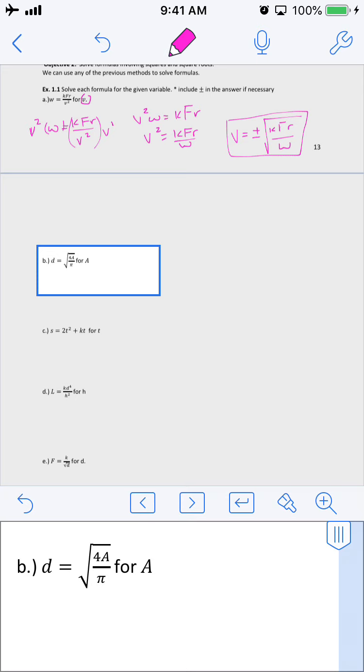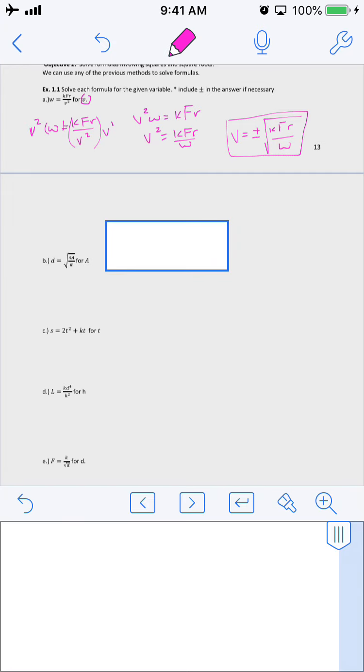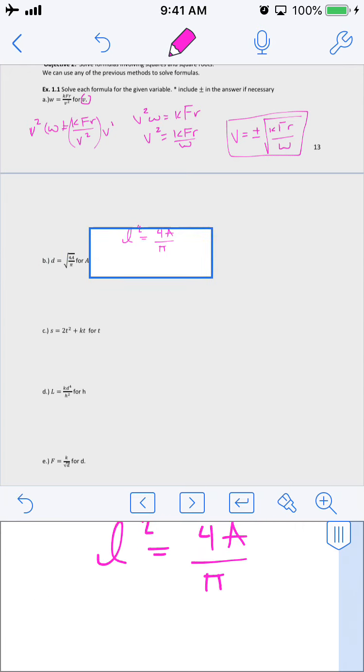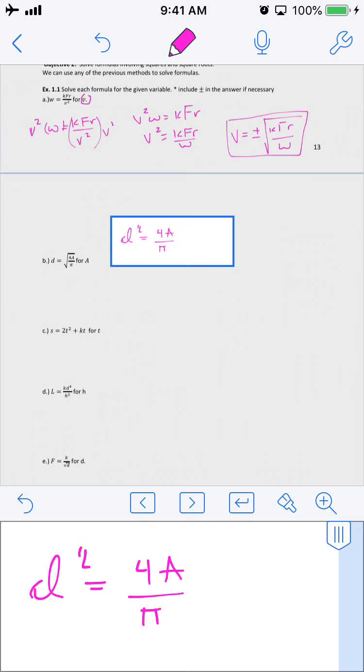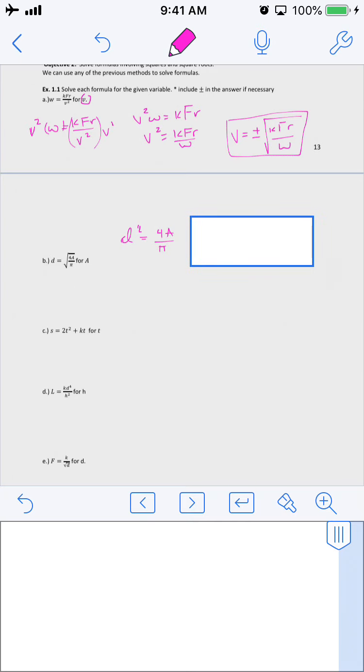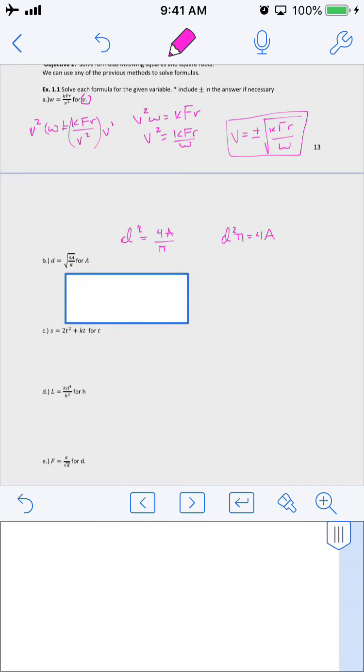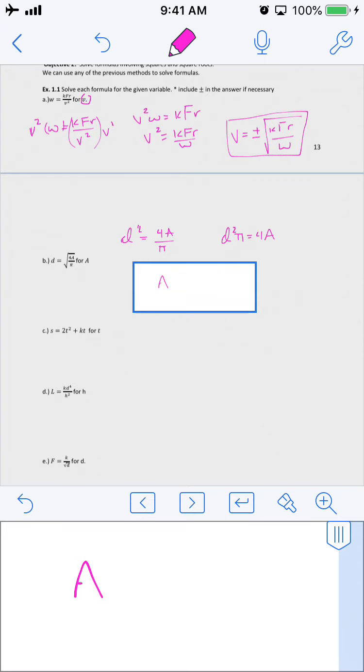Alright, d is equal to the square root of 4a over pi. Solve for a. I recommend you try this on your own and then let me know. Okay. So for d, we'd want to square both sides so that we end up with 4a over pi. Yep, all outside the radical now. And then we're going to move pi over. So d squared pi is equal to 4a. Divide by 4. A is equal to d squared pi over 4.